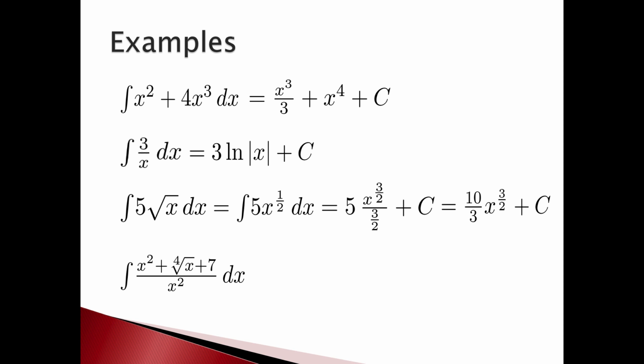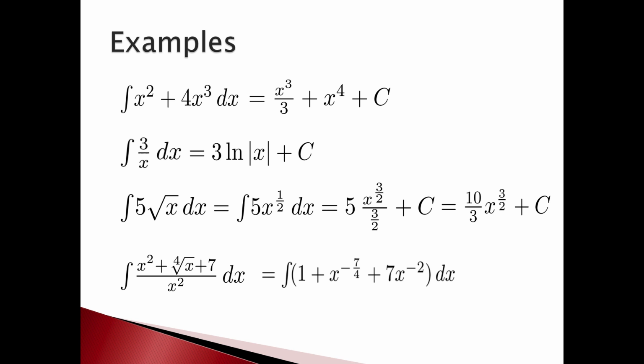We can work our way around that because we can use just a little bit of algebra to split this up. Because there's just an x squared in the denominator, I could make this each of the terms in the numerator divided by x squared and add all those up. In other words, x squared over x squared plus the 4th root of x over x squared plus 7 over x squared. So x squared over x squared is just 1.